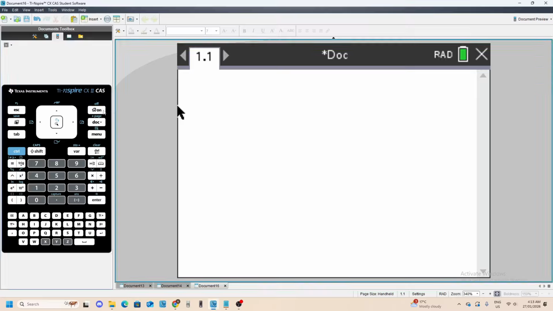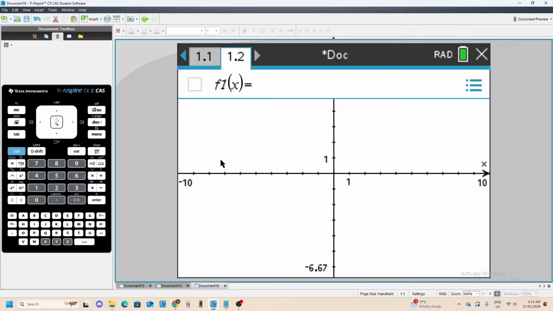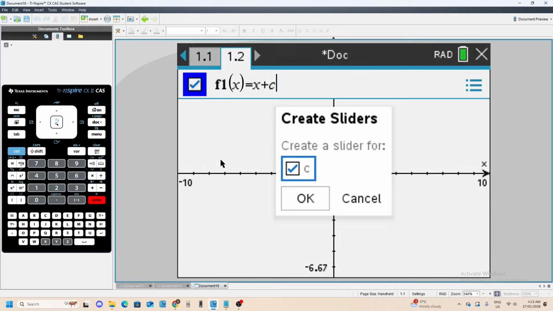So let's do it. I'm going to go on my CAS here. What I'm going to do is go on a graph, and I'm going to basically graph the x plus c line like that.